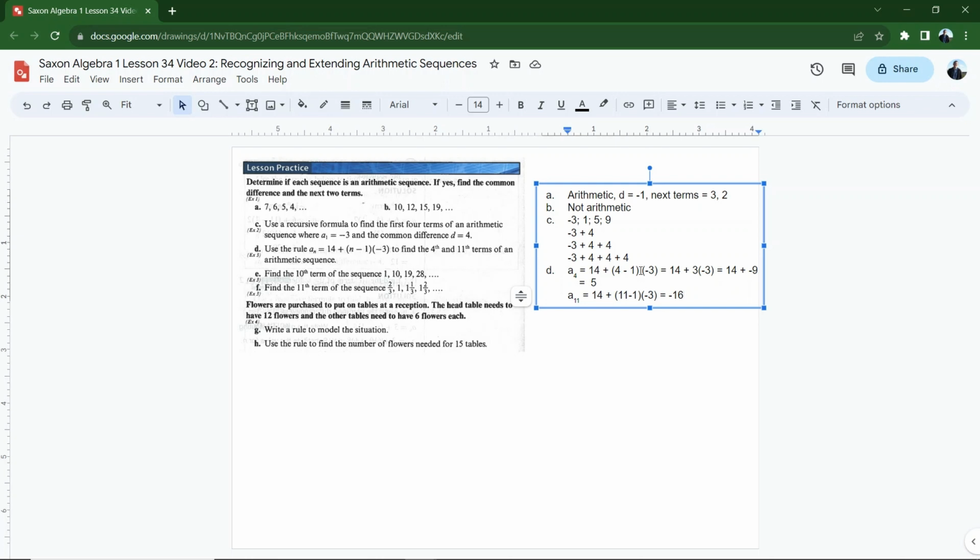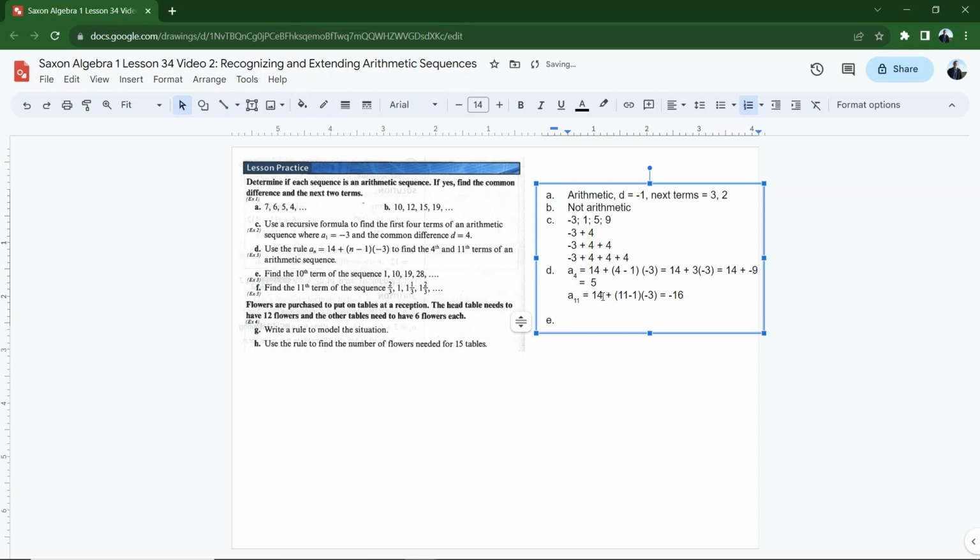So if I wrote out the whole sequence, and if I wanted to check myself, I'd start with 14, and then I would go down 3 each time. I would find that the 4th term is 5, and the 11th term is negative 16. Let's go on to letter E.